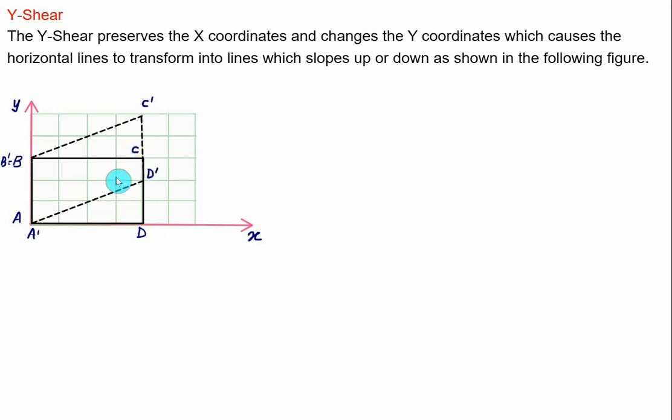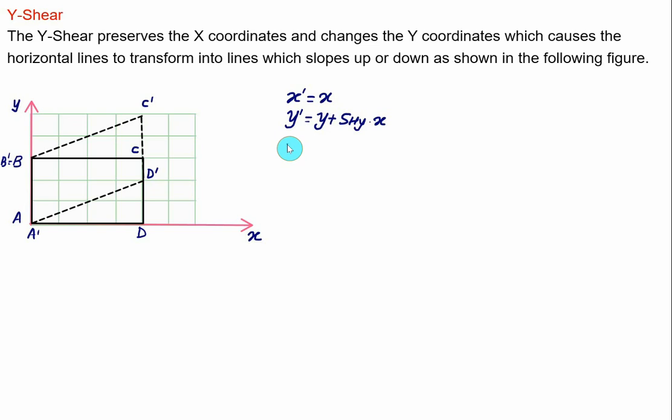In this case, the x coordinate remains the same. So we have x' equal to x, and we have to calculate y'. Y' will be equal to y plus the shearing factor along the y direction multiplied by x.